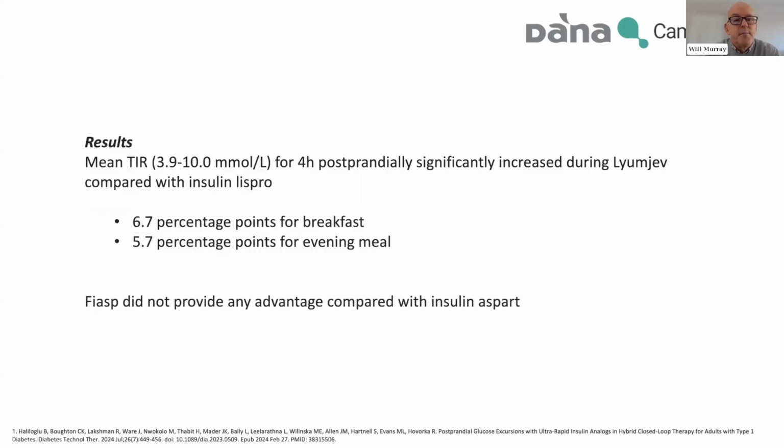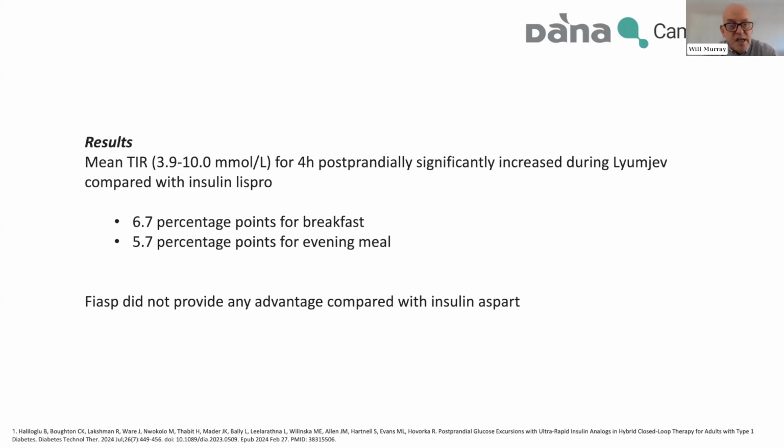So what did they find? The main observation was that with Lyumjev, they got clinically significant improvements in time in range at breakfast and evening meal. So you can see the actual values there, 6.7 and 5.7% increase in time in range respectively, which were regarded as being clinically significant. And the authors did comment that just by changing the insulin, you could get a clinically significant improvement in time in range.